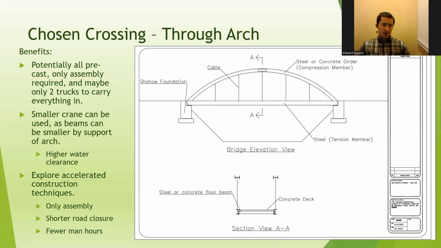Since everything is smaller and you could weld or bolt the top of the arch together, you could have smaller cranes because your beams are not as large. This would also give you a better water clearance. And this would very much explore the topic of accelerated construction techniques.